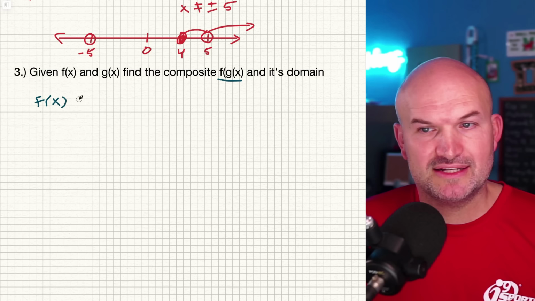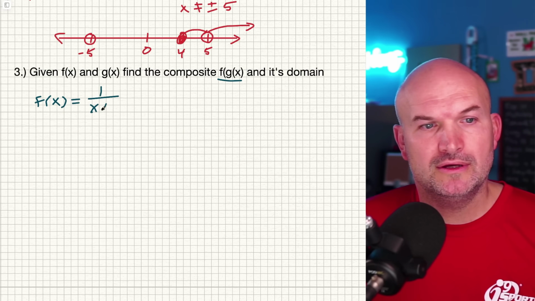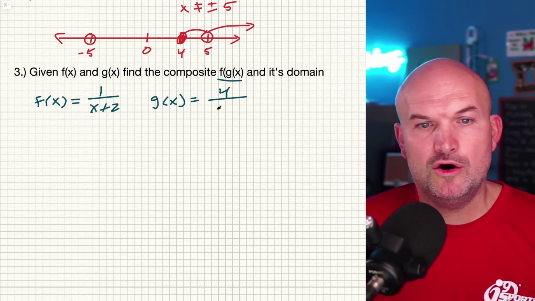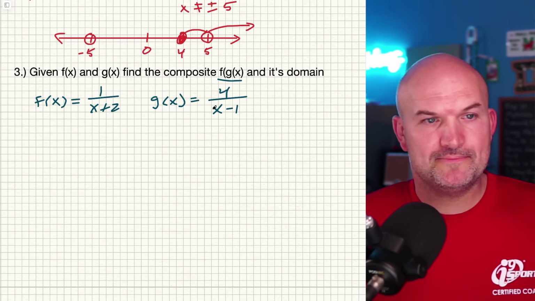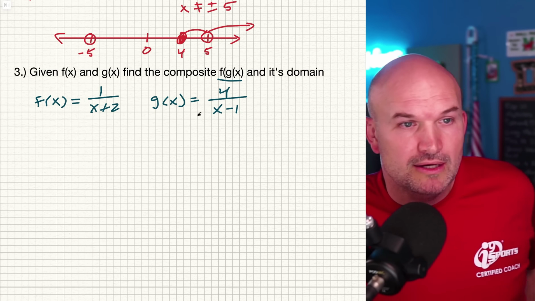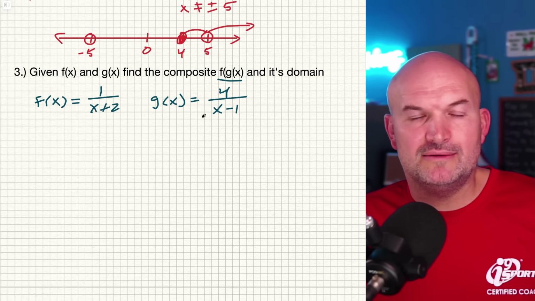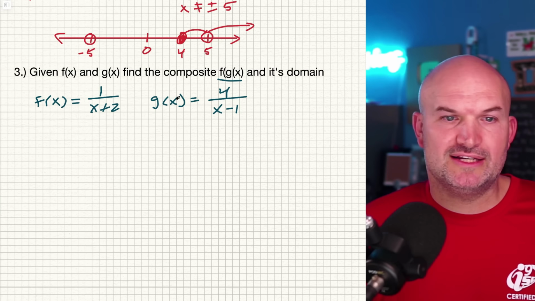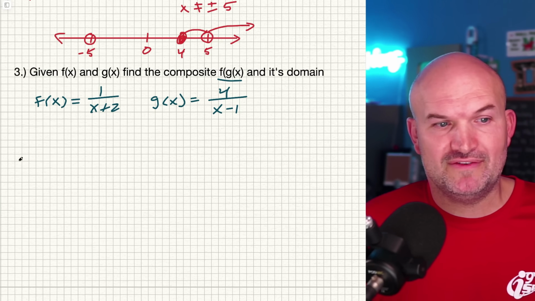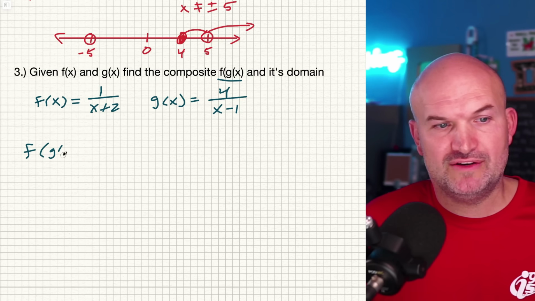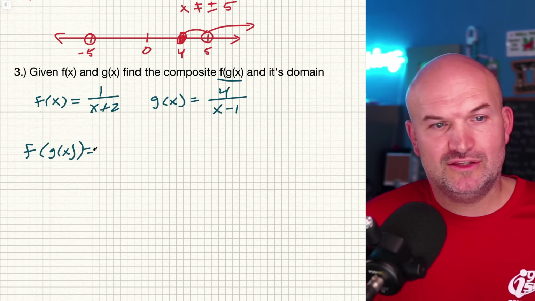So let's say f of x is equal to 1 over x plus 2. And let's say g of x is going to be 4 over x minus 1. All right, so given f and g of x, find the composite of f of g of x. Okay, so we're going to plug g of x into our f of x. So f of g of x is going to look something like this.